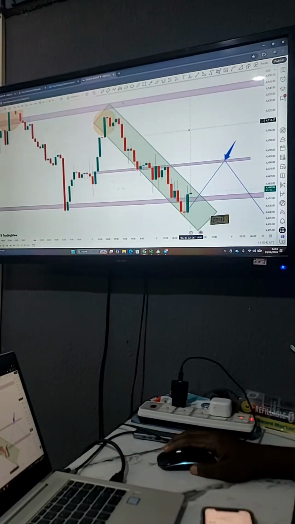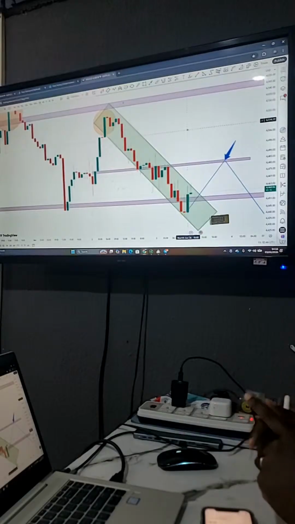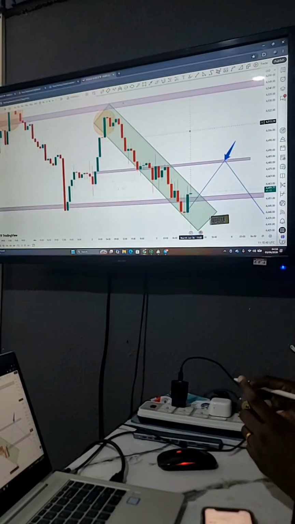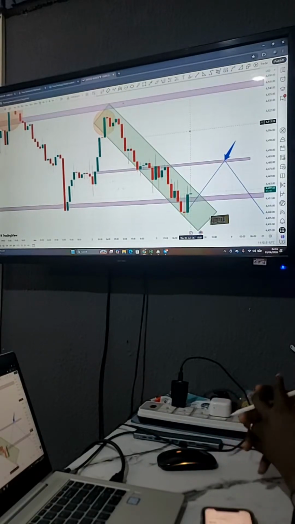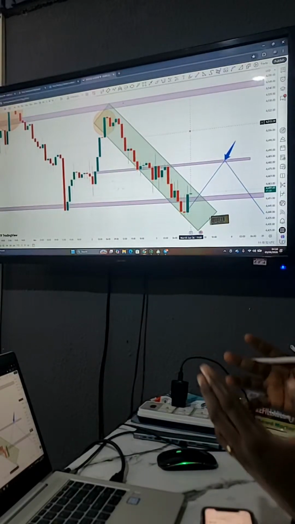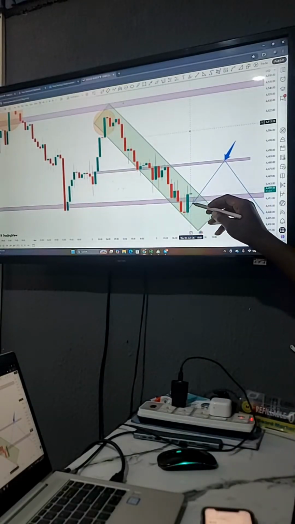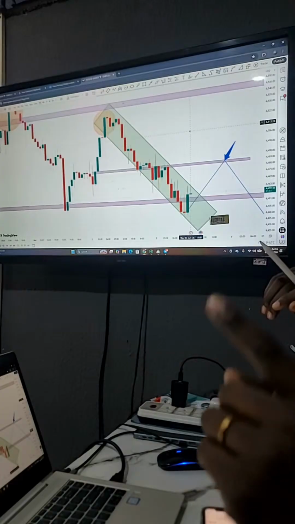So now, another thing that should be our take home is that we do not love to sell gold. Don't love to always sell gold, and don't love to always buy gold. Love to always trade the opportunity that the market is giving to you according to your strategy.